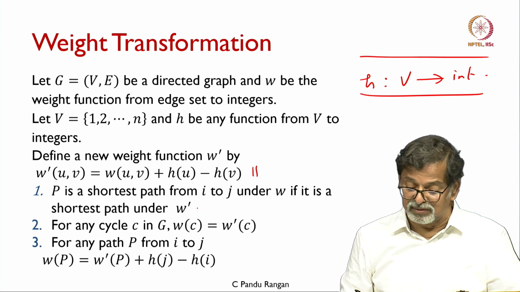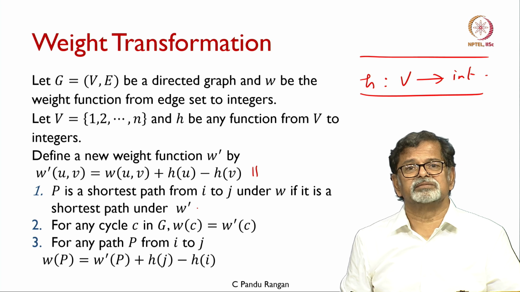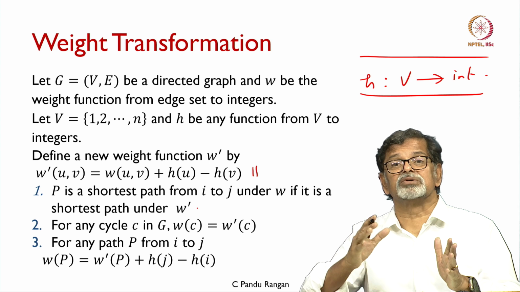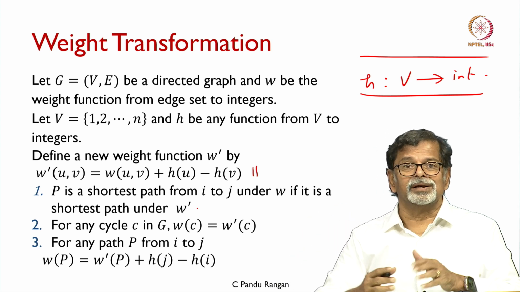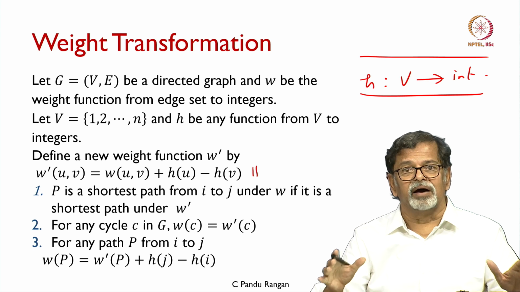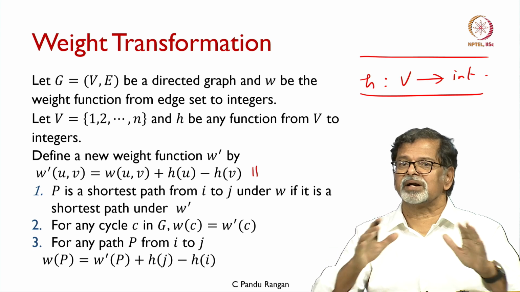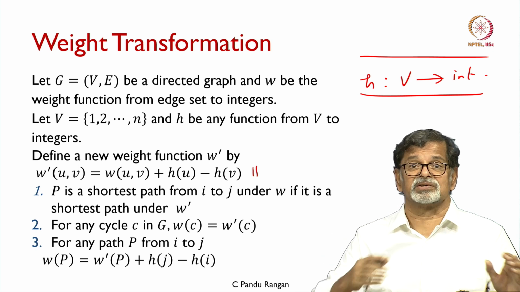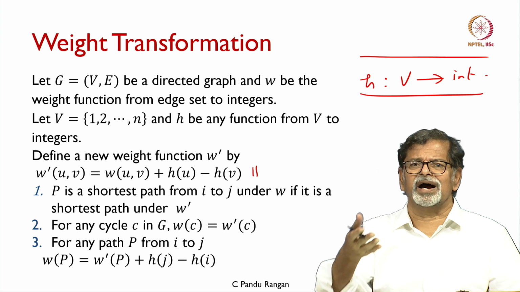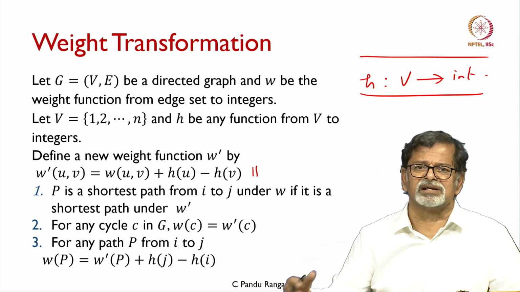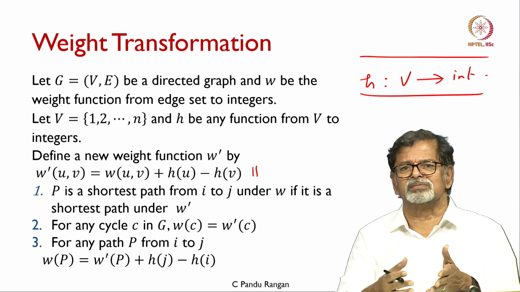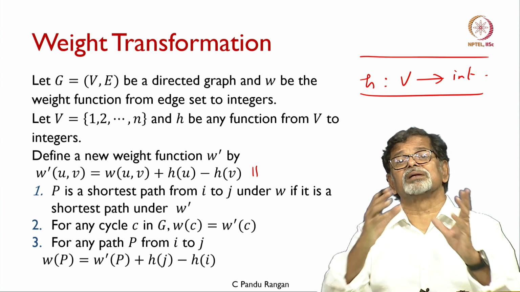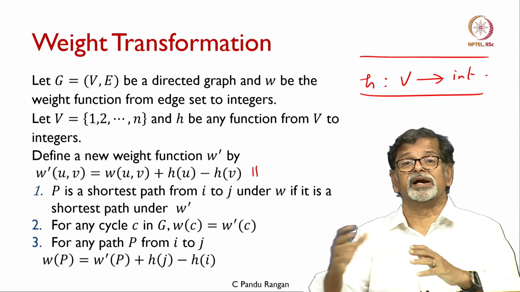For any cycle c, w(c) is w dash(c). Therefore, if the graph has got no negative cycle or no zero cycle under w, then even under w dash it will not have any negative cycles, it will not have any zero cycle, because the costs of the cycle are preserved by this transformation. Very easy to see. Simply add all the weights, the h values will cancel out and you can see that the telescopic sum is identical.